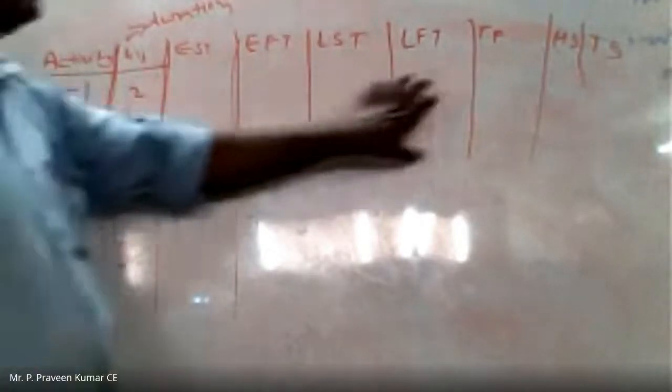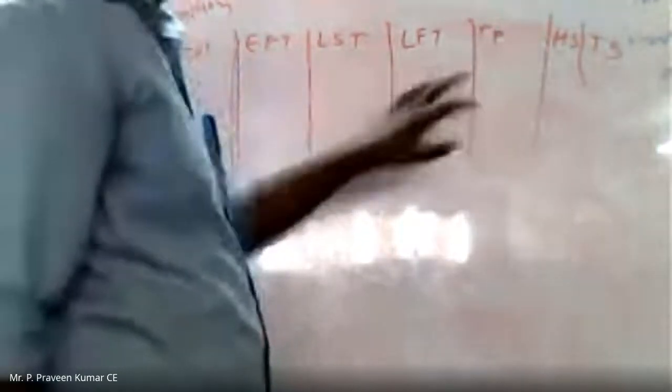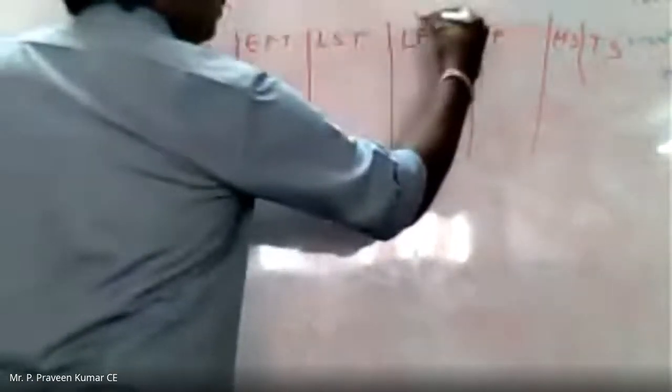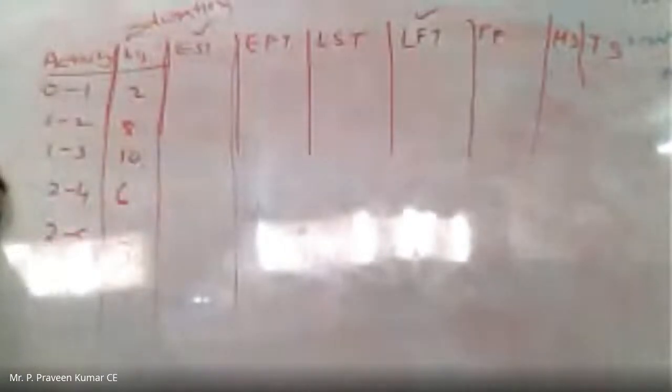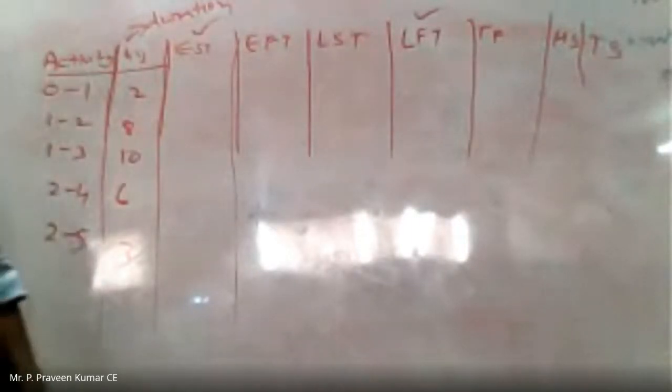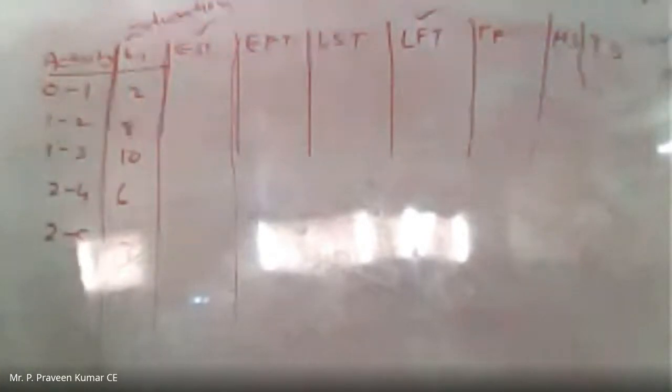Now we need to calculate the earliest starting time and latest finishing time. First, you need to write down the values of EST and LFT from the network diagram. Now all of you please open the network diagram. I think all of you opened the network diagram, right?